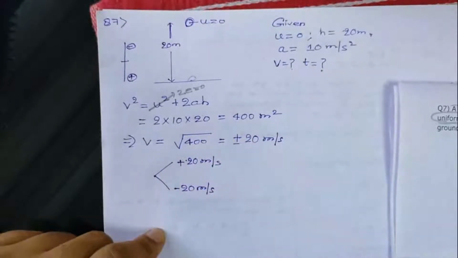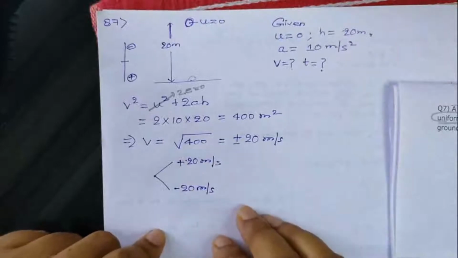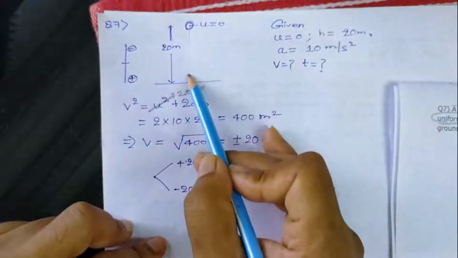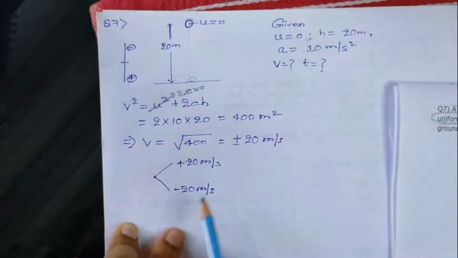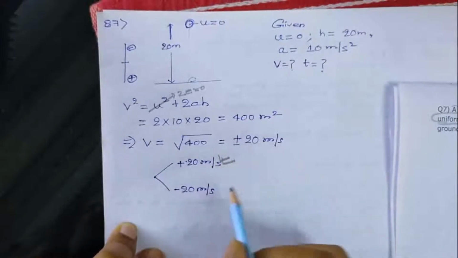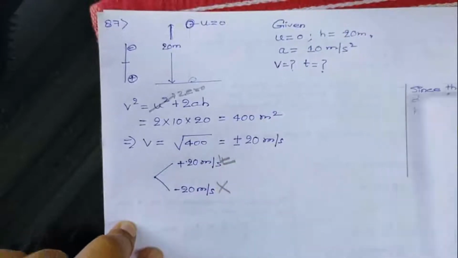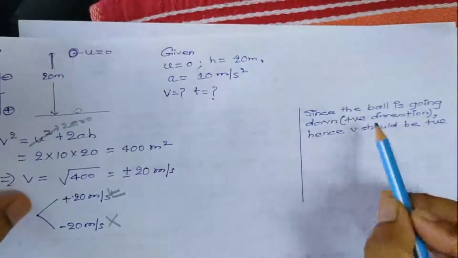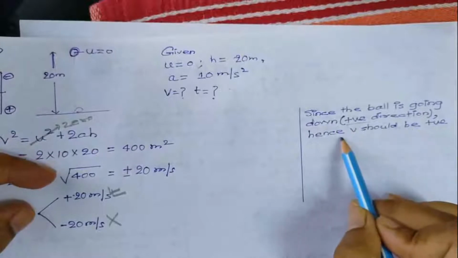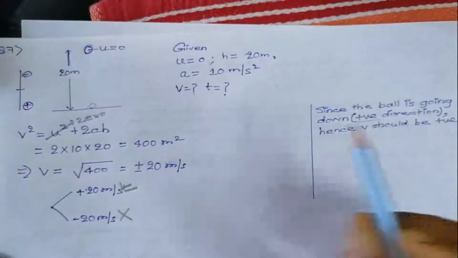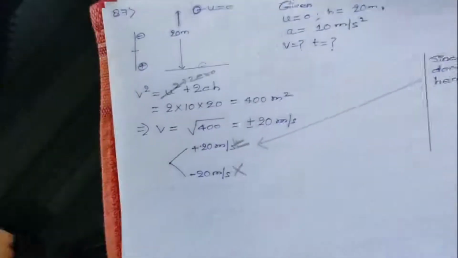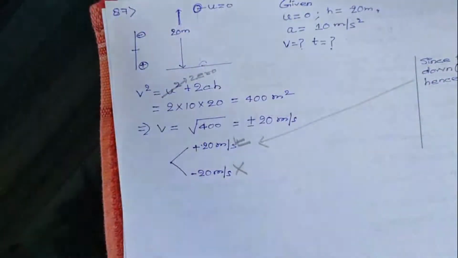So which value we should go for? Any idea? I think you should be able to answer, because the ball is moving down. So the value of the final velocity will be this, and we need to discard this. So this is the fact which I have written here. Since the ball is going down, that is positive direction, hence v should be positive. So this is something which we are deriving from here. So we are done with this calculation of final velocity.